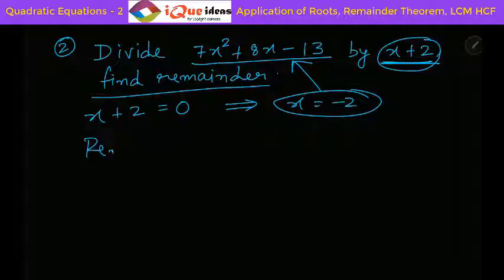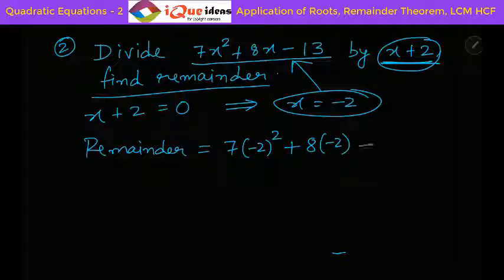The required remainder will straight away be equal to 7x squared plus 8x minus 13. In that, put x equal to minus 2. So it is 7 into minus 2 square plus 8 into minus 2 minus 13. So 7 into minus 2 square is 7 into 4, plus 8 into minus 2 is minus 16, minus 13.